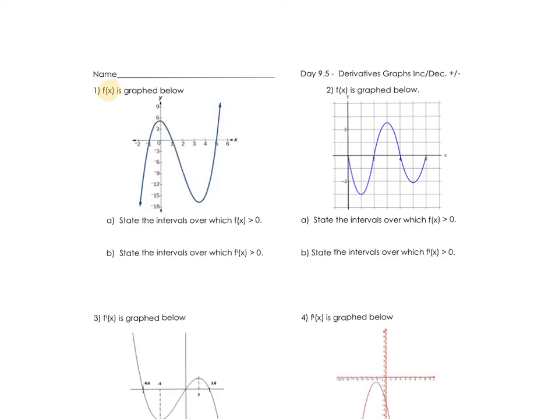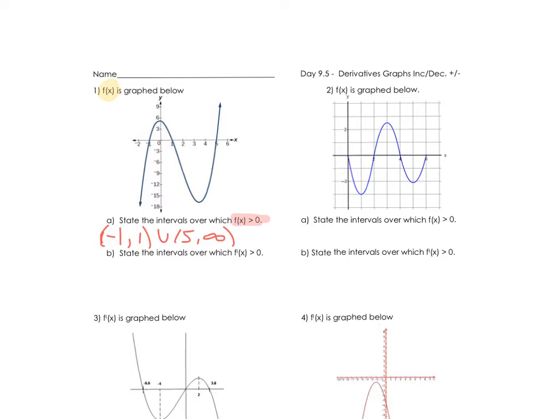It says, state the intervals over which f of x is greater than 0. It's direct because it's asking me about the function that's graphed. So if it wants to know about f of x greater than 0, that means, using my highlighter here, where is it above the x-axis? I would say from -1 to 1, and then again after 5, so 5 to infinity. That's where it's above the x-axis.